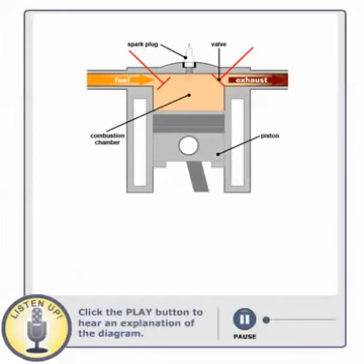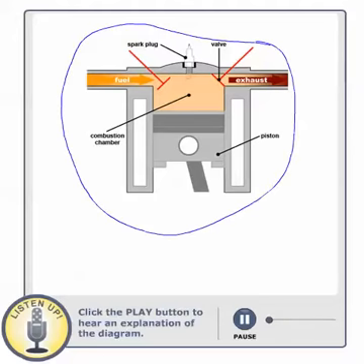From this diagram, we are going to learn how basically an automobile engine works. This is a cylinder. This is basically one cylinder that we have, and these are the walls of the cylinder, and this is the piston that we have, and this piston is what moves up and down.